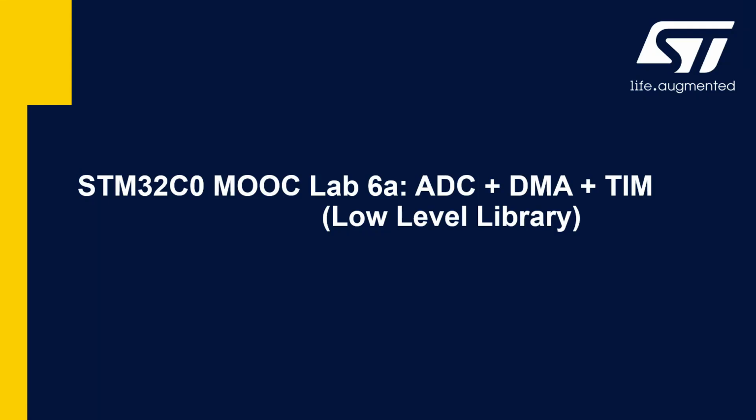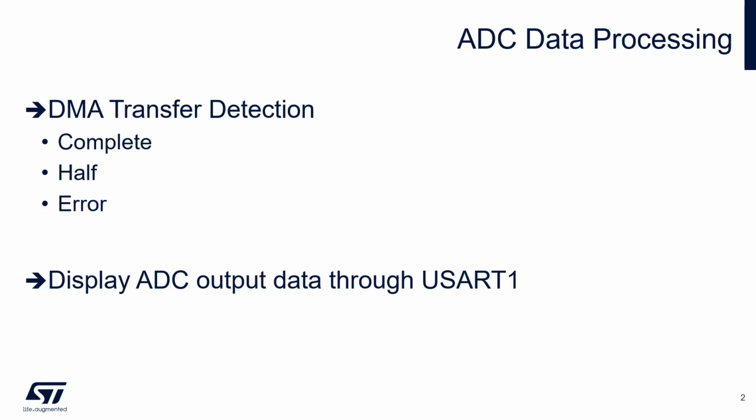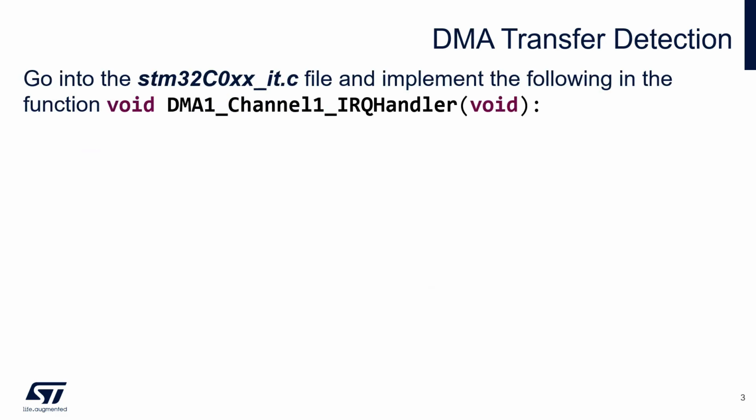During this session, we will see how to use the DMA transfer detection to process the ADC output data. Following the DMA transfer event detection, we will apply a specific treatment. The event might be related to one of these three events: a DMA transfer complete, a half DMA transfer, or a DMA transfer error. If the detection is related to the DMA transfer complete or a half transfer, we will display the ADC output data on a terminal using the USART1 interface.